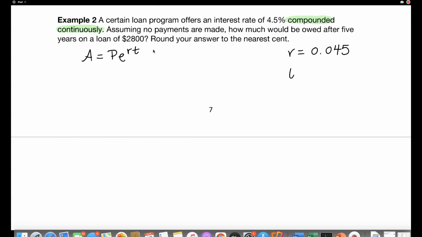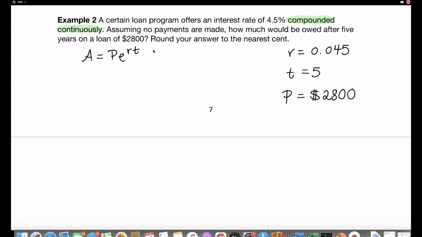Write down T equals 5. Why? Because they said 5 years. On a loan of $2,800. So the principal, this is the amount that you borrowed in the beginning. So this is going to grow, right? Because this is how much we borrowed, and we use it for 5 years without making any payments. So we're going to have more debt in 5 years.